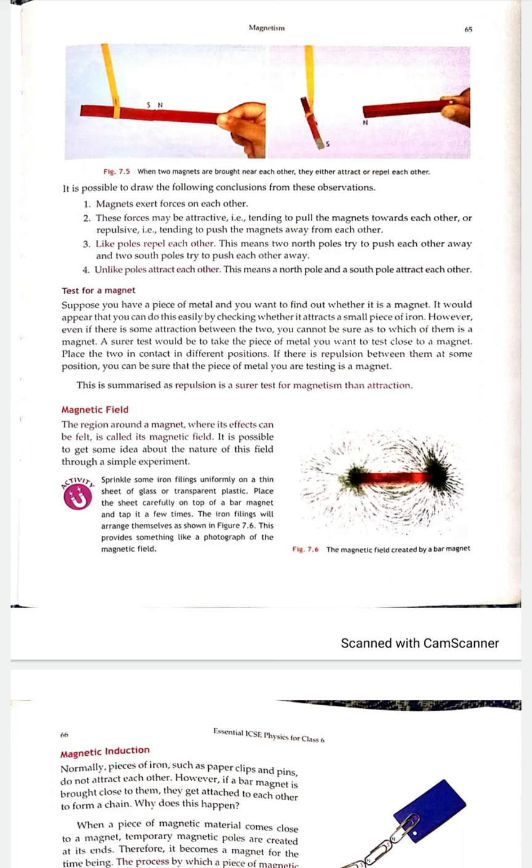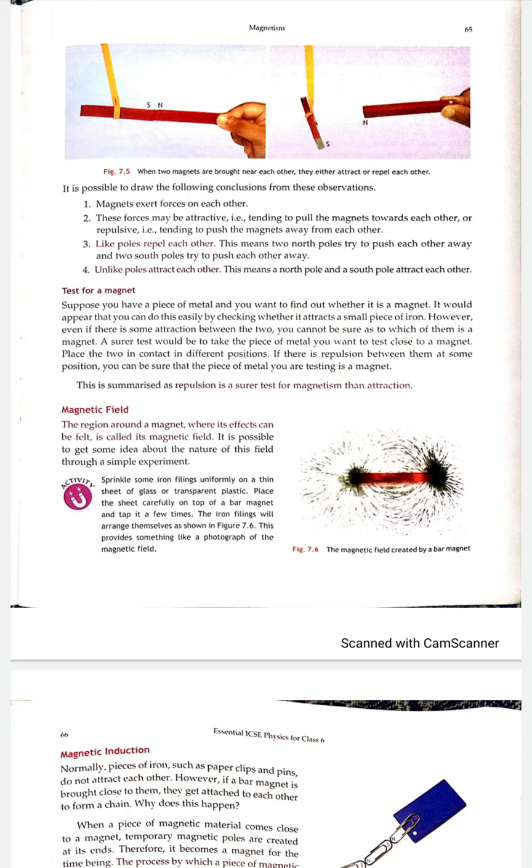But a surer test that will make us 100% sure that material is a magnet is to use the property of the repulsion, not the property of attraction. So for that, what we do, we bring close to that particular material a magnet. First, we bring one pole of a magnet towards one particular end of the given material, and we observe whether they are attracting or repelling each other.